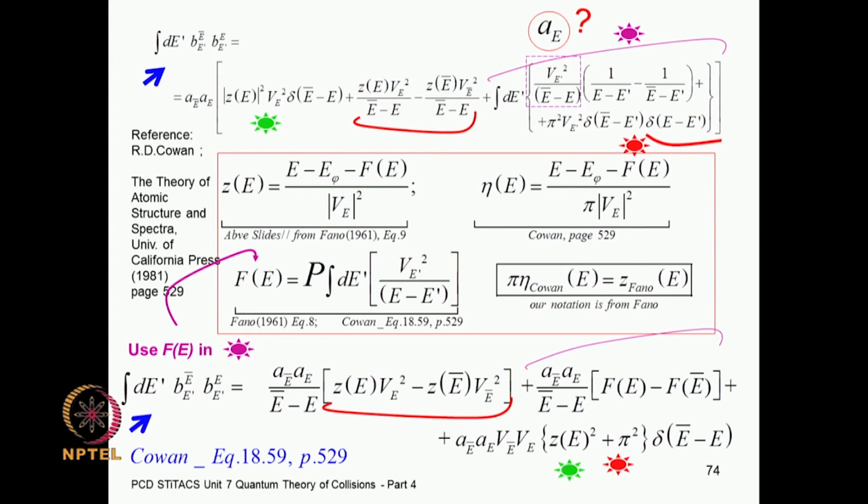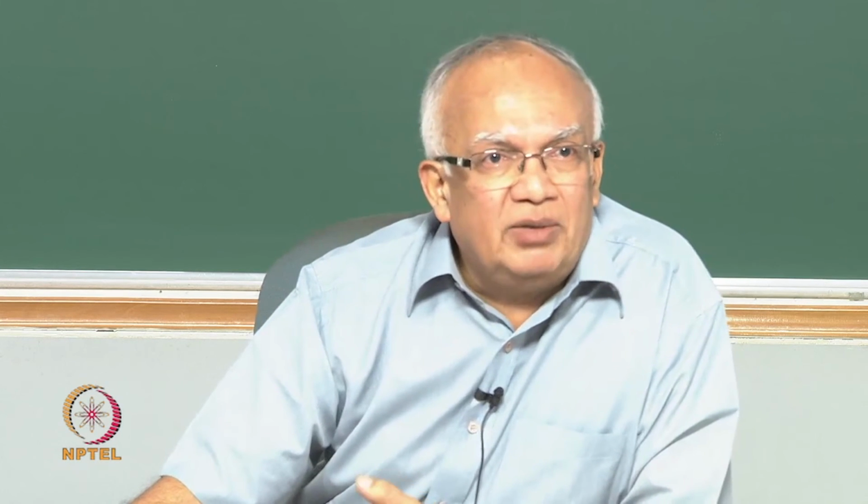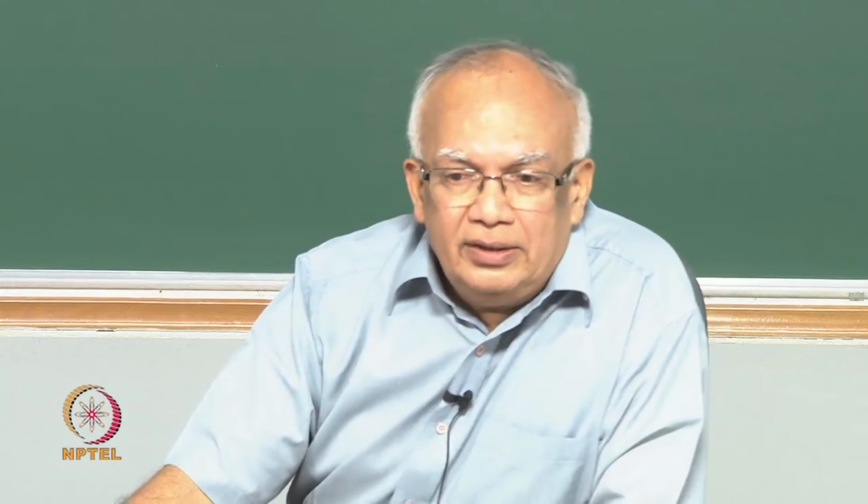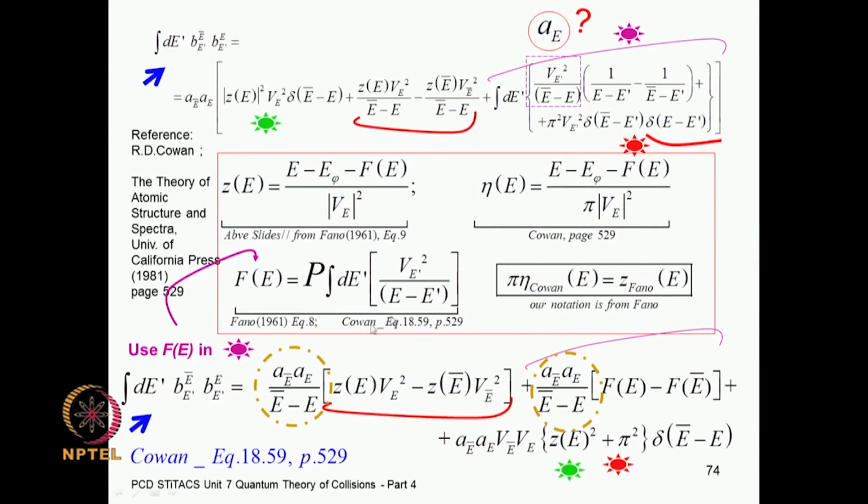Now I think we are getting it in a mathematical form which is becoming compact, and we can address it in a tractable form. Notice that these terms both have this factor common: a e bar a e over e bar minus e. So, you can combine these two terms, factor this out, and write the remaining terms separately.